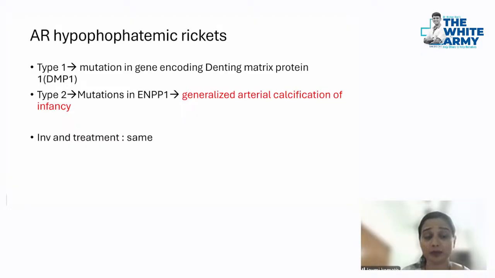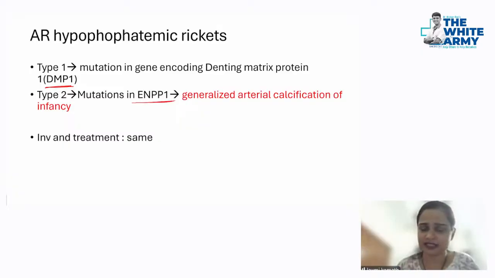So in type 1 hypophosphatemic rickets, you have mutation in the genes encoding dentin matrix protein. So basically it is what? It is a kind of matrix protein required for the bone formation. So whenever DMP is involved, it is type 1. In type 2, it is mutation in ENPP1.